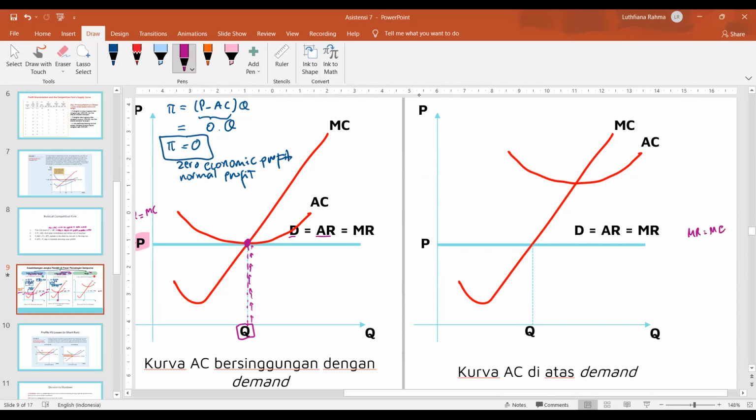So where is the point? This is MR and this is MC, right? So the point is here, and the firm will produce at Q here. If the firm is producing at Q, is there another condition of the firms? Yes, of course. Let's move upward. Here is the price, here is also the average revenue, here is also the marginal revenue, and here is the marginal cost curve.